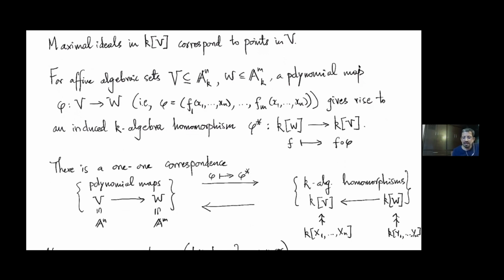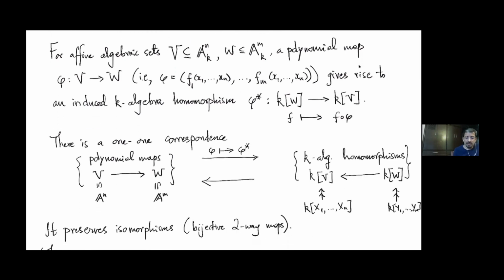variables. So you simply write down m functions in n variables. This gives you a function from V to W. And so if this function from V to W is a restriction of such a polynomially given map, we say it's a polynomial map. And any such polynomial map induces a k-algebra homomorphism.